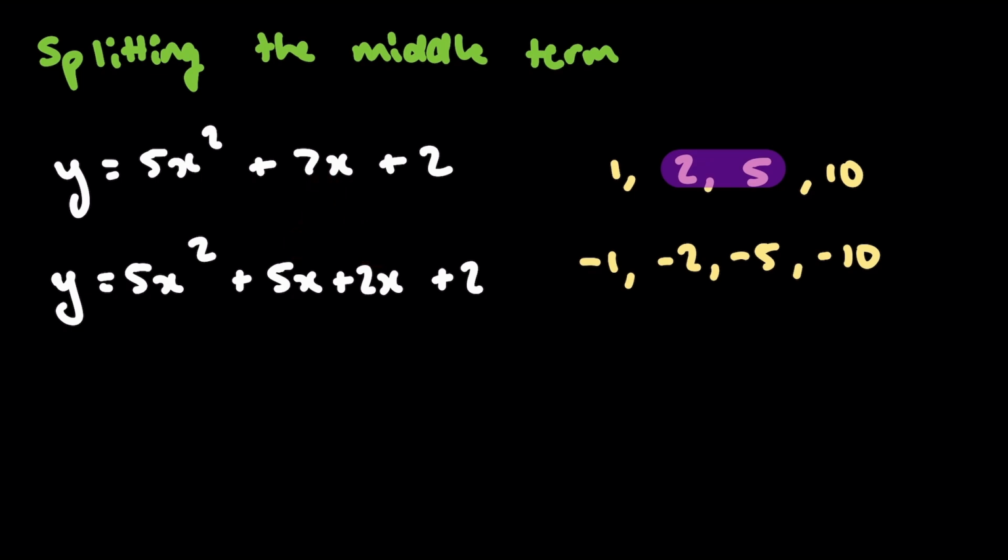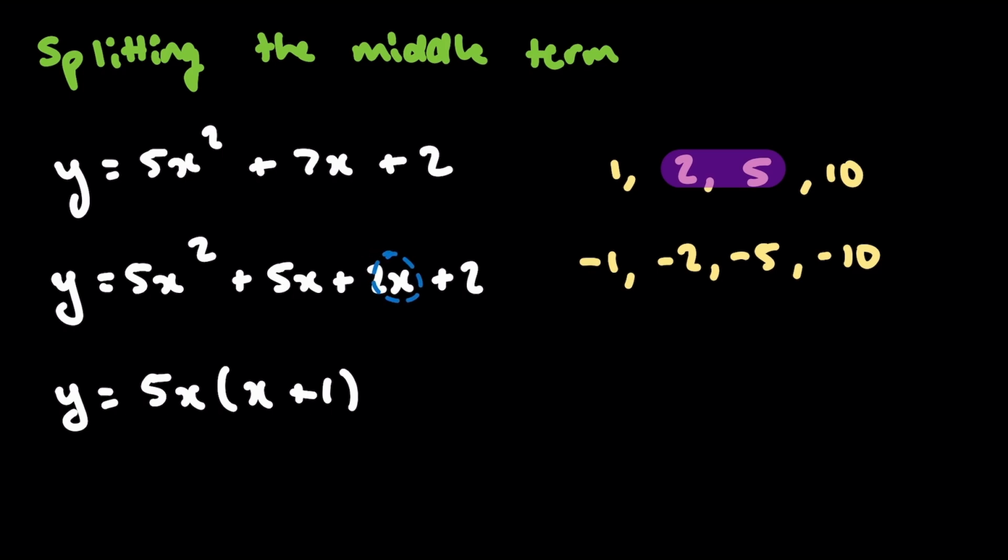Now what I have to do is look at the first two terms here. I need to think to myself, what's common? What can I factorize out? And I recognize that I can factorize out a 5x. If I divide this term by 5x, I'll be left with just x. And if I divide this term by 5x, I'll be left with plus 1.